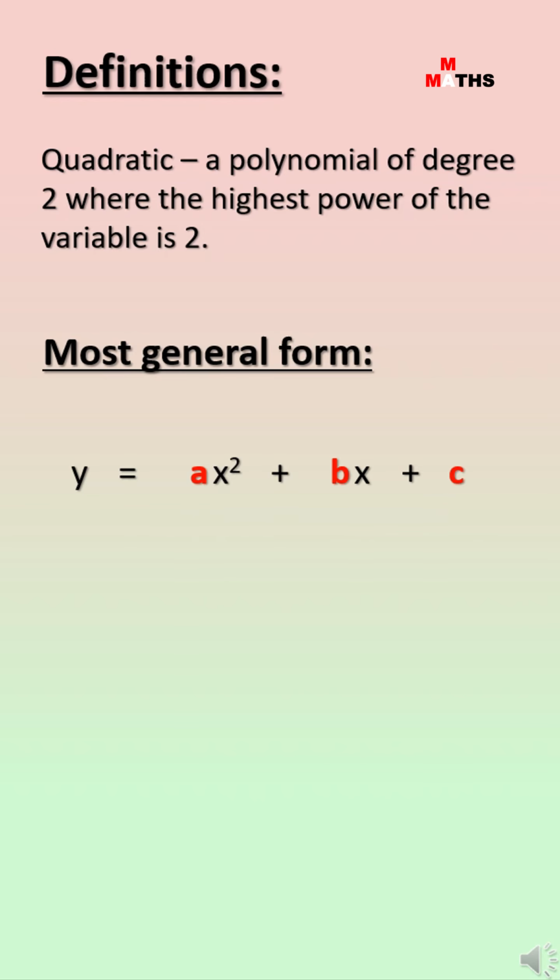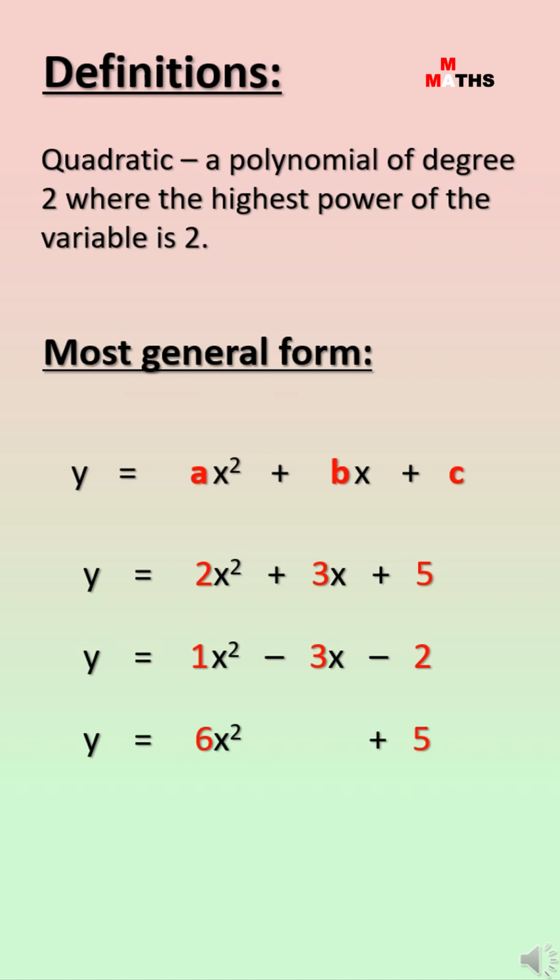Here's another example. Y is equal to 2x squared plus 3x plus 5. So here a is 2, b is 3, c is 5. Here's another example. Y is equal to x squared minus 3x minus 2. Here the coefficient of x squared is 1, the coefficient of x is minus 3, and the constant is minus 2. And finally, y is equal to 6x squared plus 5. Here, the coefficient of the x squared is 6. There is no x, so the coefficient of the x is 0, and the constant term is plus 5.